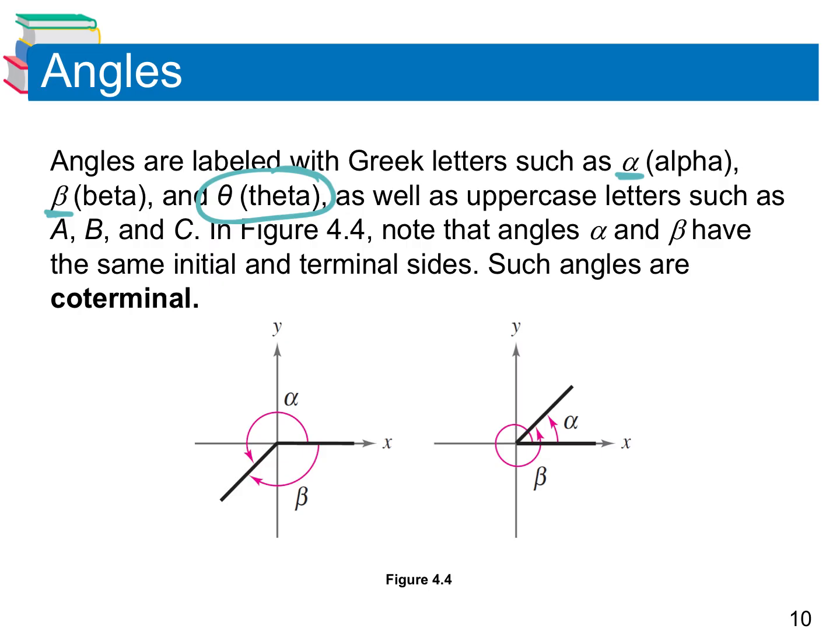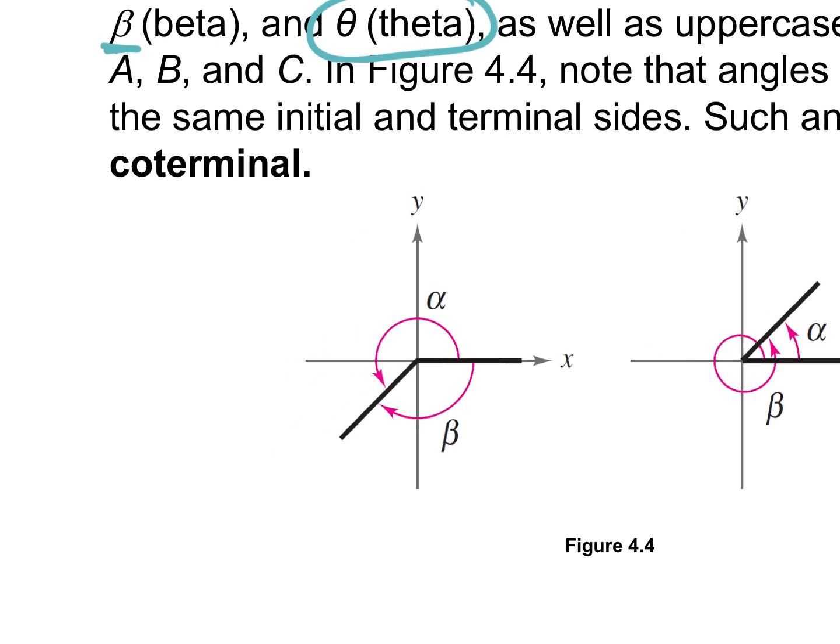Note that angles alpha and beta have the same initial and terminal sides in the pictures down here. Such angles are coterminal. So alpha starts in the positive direction, so this would be a positive angle, where beta goes down, so this would be a negative angle. These two angles have different measures. If you look at the length of them, they're different sizes, they're different angle measures, but they are coterminal because they stop in the same spot. They have the same initial and the same terminal side. So even though they're different angles, they are coterminal.